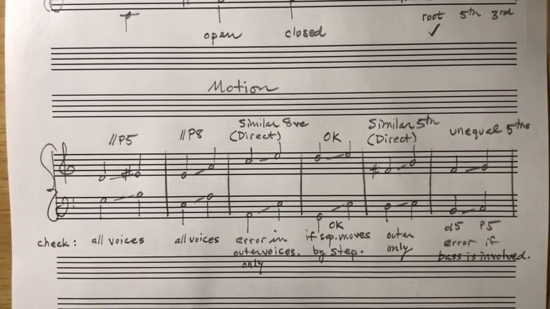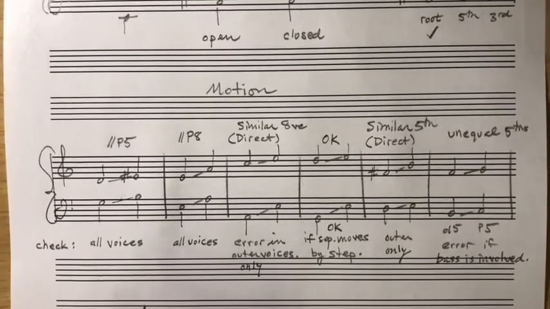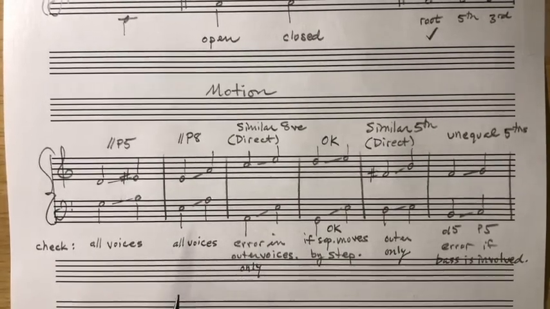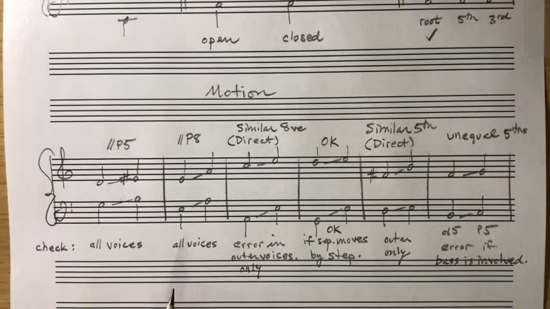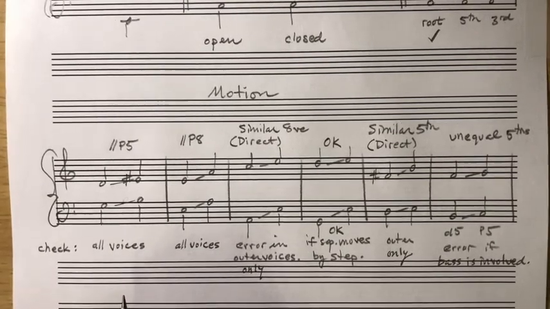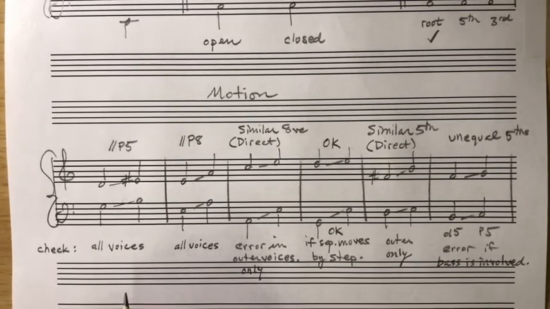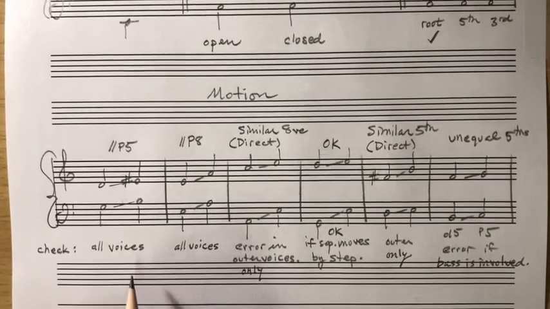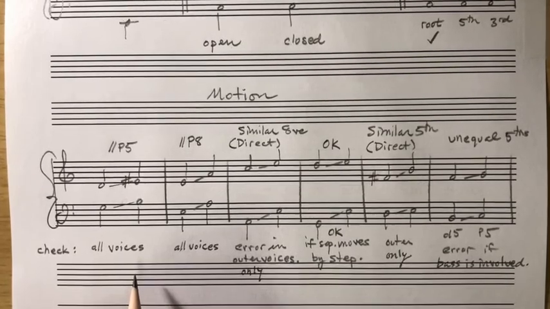Let's go on to rules of motion. One of the trickiest parts of learning to write in four voices is learning to recognize all of the different possible errors of motion. Fortunately, we have a head start on this because we've just gone through a unit on two-part counterpoint, and many of these rules are the same. We're going to find that all of the possible errors are either parallel motion or a similar motion.